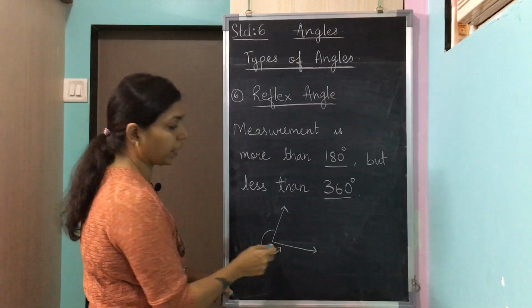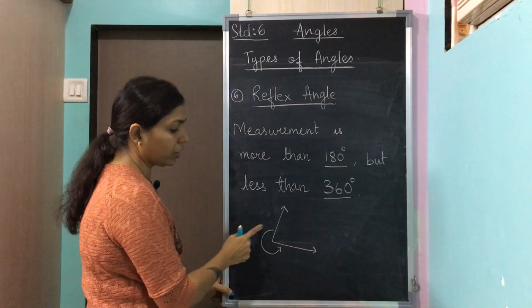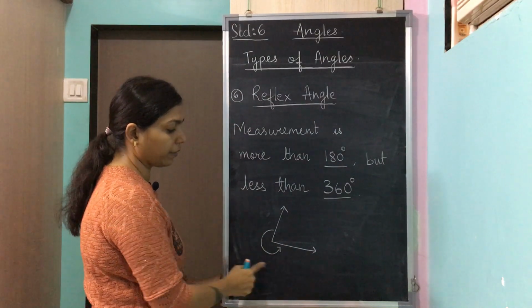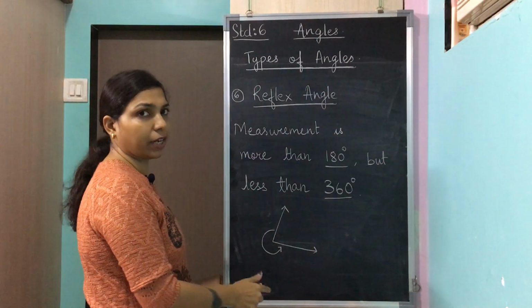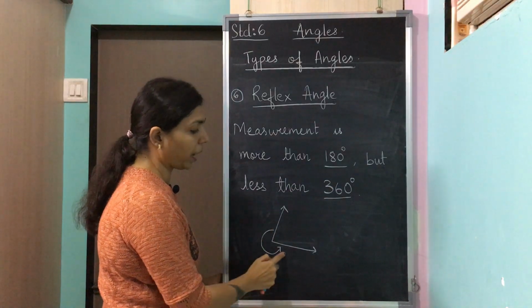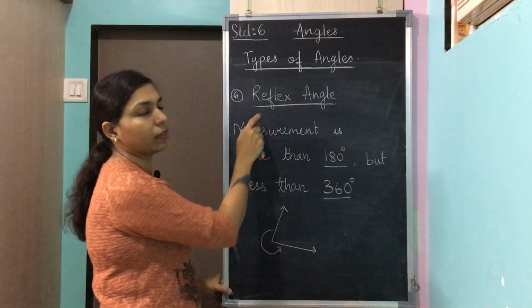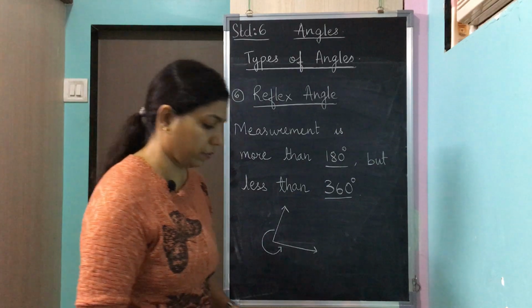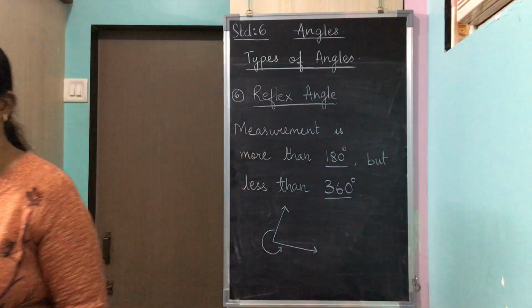So when we draw an angle and we show an arrow mark on the outer side in this manner, it means that we are taking the measurement of this part of the angle, and such an angle is called a reflex angle. Please copy it down.